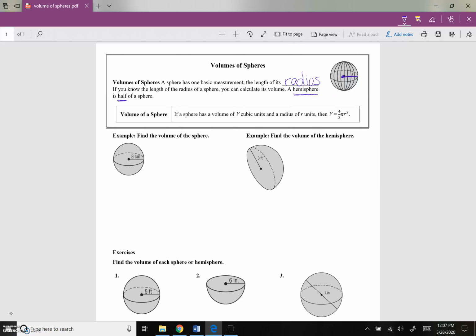So starting with our volume equation, we have volume equals 4/3 times pi times radius cubed. So we're going to use that for our example here. And we know that our radius is 8 centimeters from our shape. So we're going to plug that in. And we're going to clean this up a little bit by doing our 8 cubed. And 8 cubed, or 8 times 8 times 8, is 512.